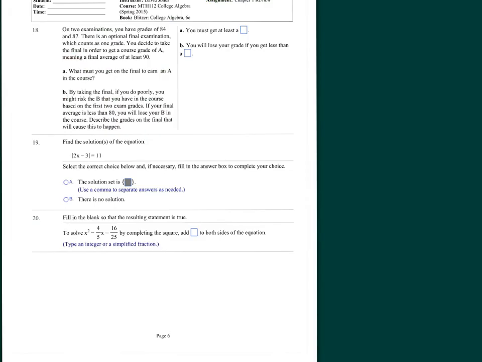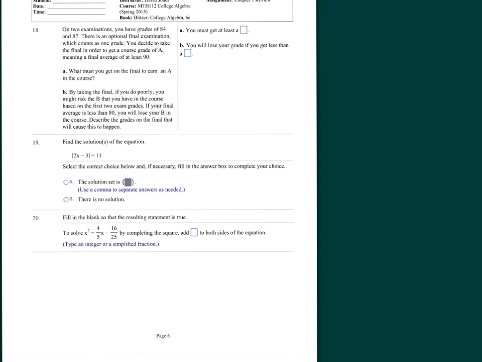Number 18, on 2 examinations, you have grades of 84 and 87. There's an optional final exam, which counts as 1 grade. You can decide to take the final in order to get a course grade of an A, meaning a final average of 90. What must you get on the final to earn an A in the course?